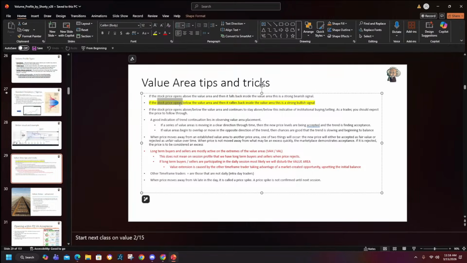The same is true in the opposite direction. If the stock price opens below the value area and then rallies back inside the value area, this is a strong bullish signal, which would mean that we are rejecting lower prices and want to auction higher. That's really, really important for you guys to understand. If the stock price opened below the value area and continues to stay above, this indicates institutional buying. As a trader, you should expect the price to follow through. This means acceptance outside the value. You want to be paying attention to these scenarios, and we're going to go into detail on each one of them. Did any of these happen last week?